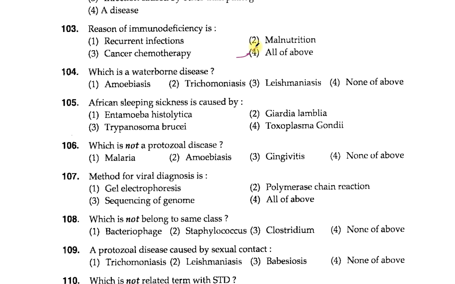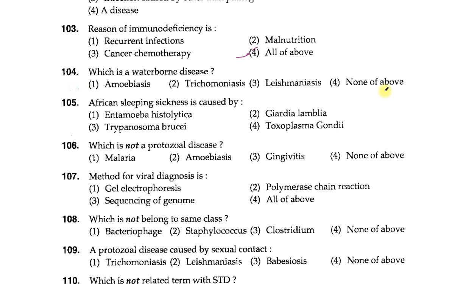Question 104. Which is a waterborne disease? 1. Amoebiasis, 2. Trichomoniasis, 3. Leishmaniasis, 4. None of the above. The option 1, amoebiasis, is correct. Amoebiasis is caused by the protozoan Entamoeba histolytica, which is acquired by drinking water which is contaminated.